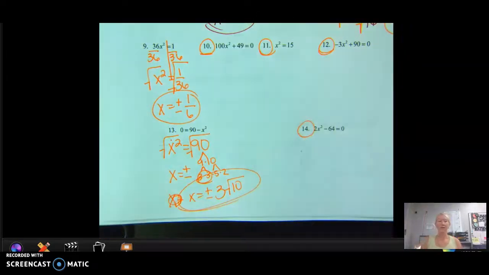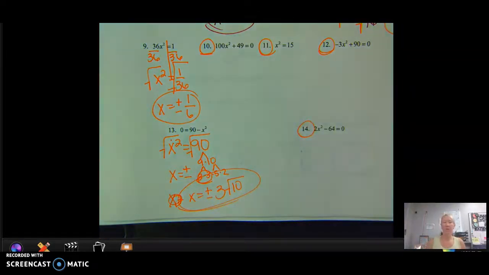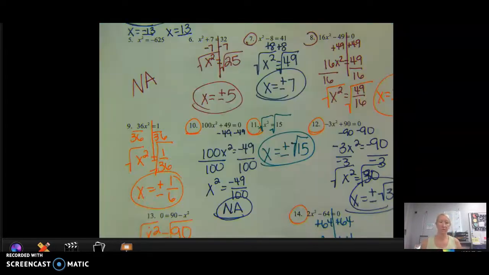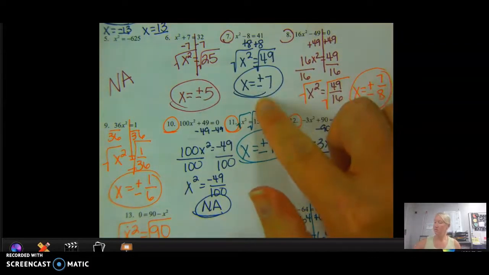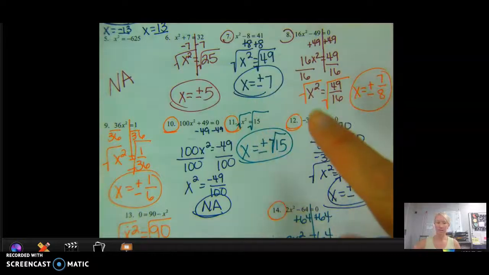Circle 14. The ones that you have circled, I want for you to do on your own real quick. So pause me. I'm going to pause myself and put the answers in, and then you're going to check when you're done. You'll have to pause most likely to check your answers because I don't have a ton of time left on this video. But number 7 was plus or minus 7.